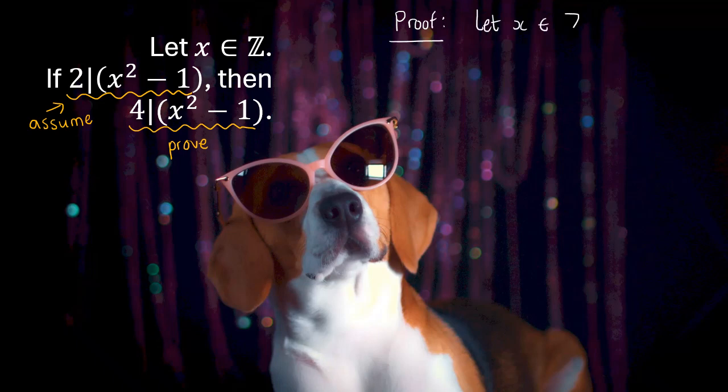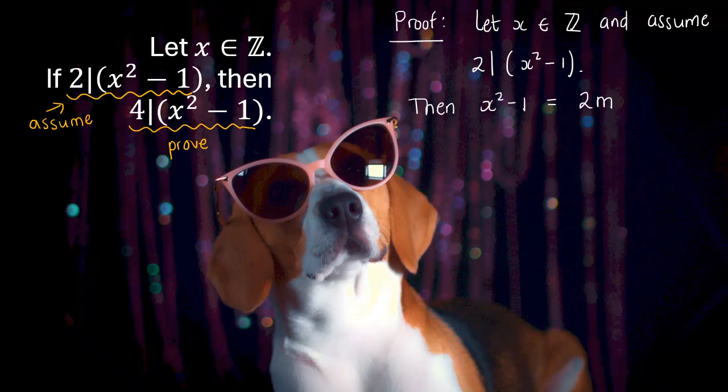Let x be some integer, and we are going to assume that 2 is a divisor of x squared minus 1. Again, we have a definition to describe what this means. So here we can just expand a little bit on that. This means that we can take x squared minus 1 and we can write it as a product of integers, where 2 is one of the factors. So let's say we can write it as 2 times m, where m is some integer.